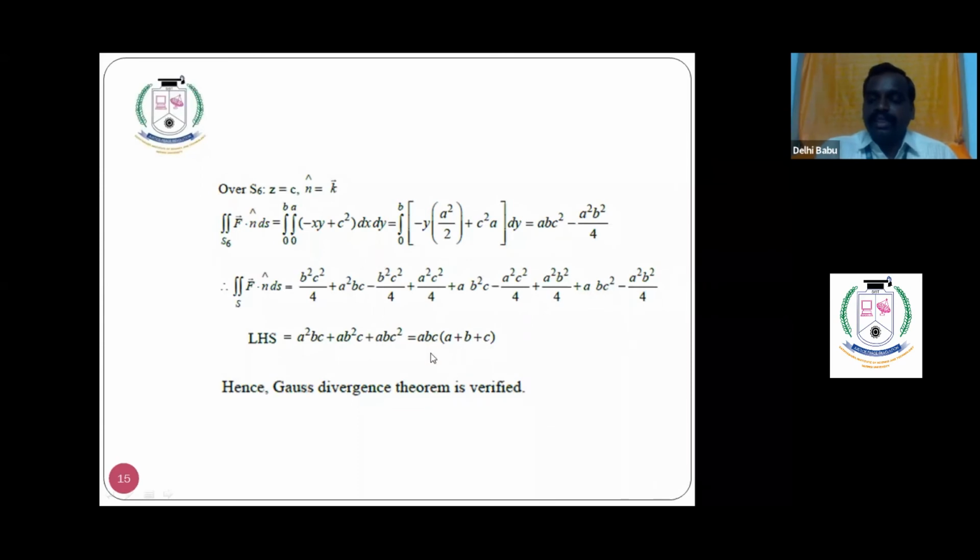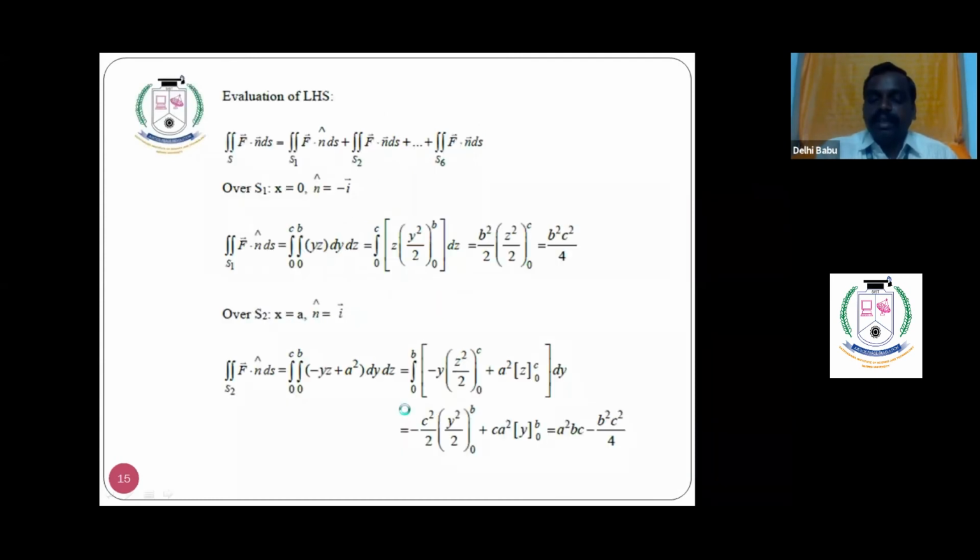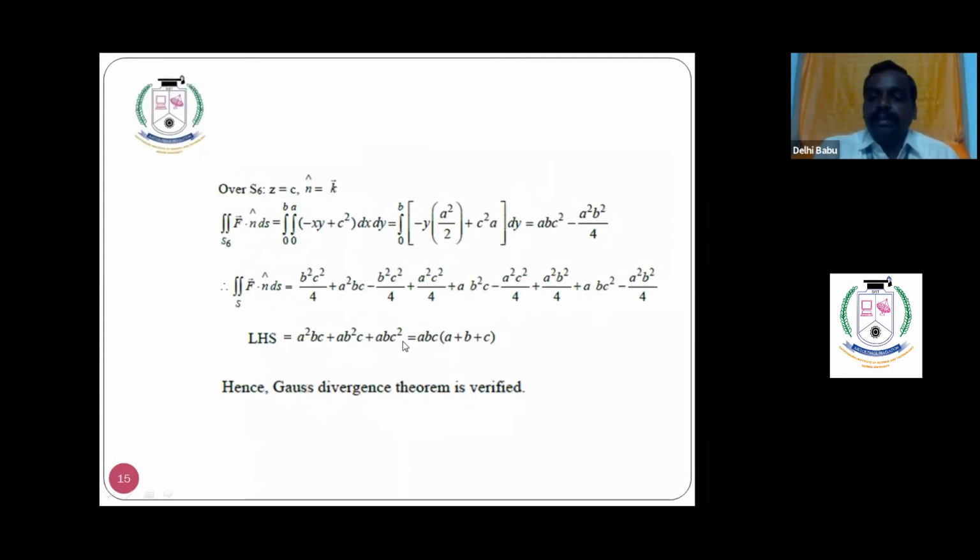I think your RHS is also the same, a b c into a plus b plus c, from the Gauss divergence theorem. Similarly, LHS is also the same, a b c into a plus b plus c. Hence both LHS and RHS are equal. So Gauss divergence theorem is verified.